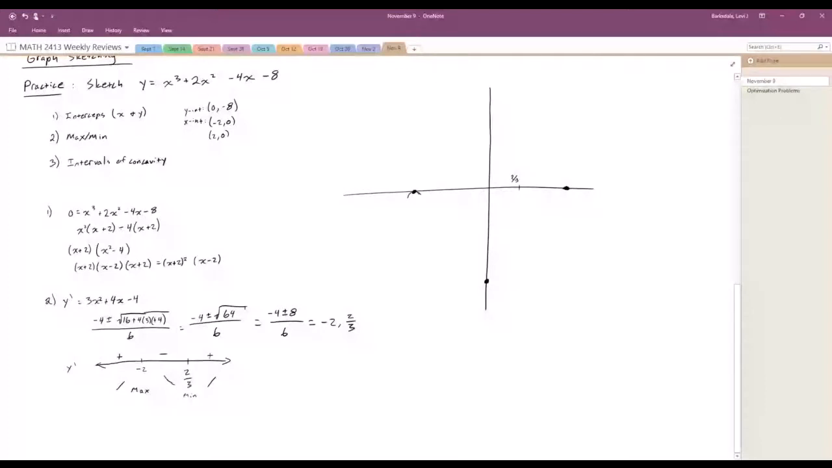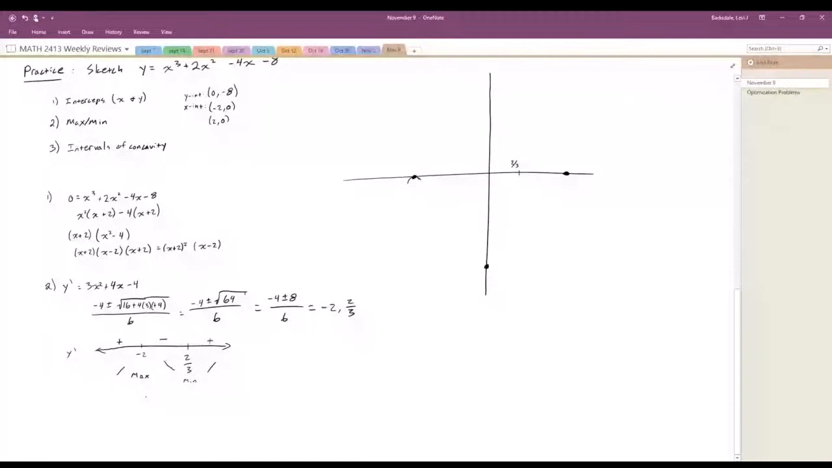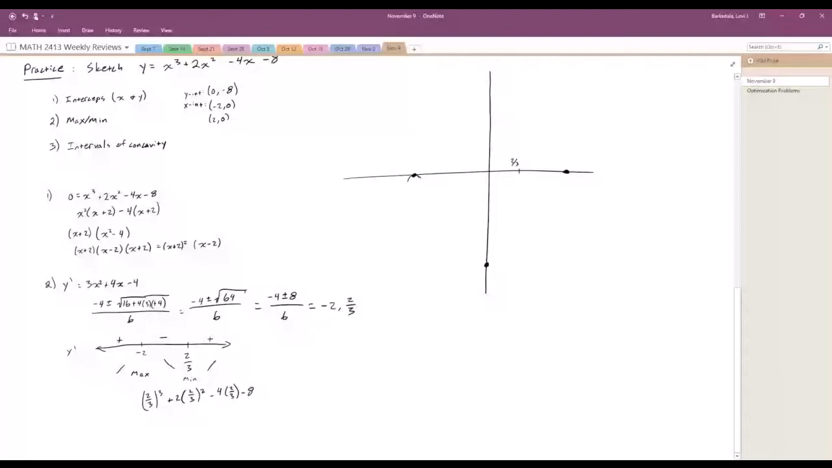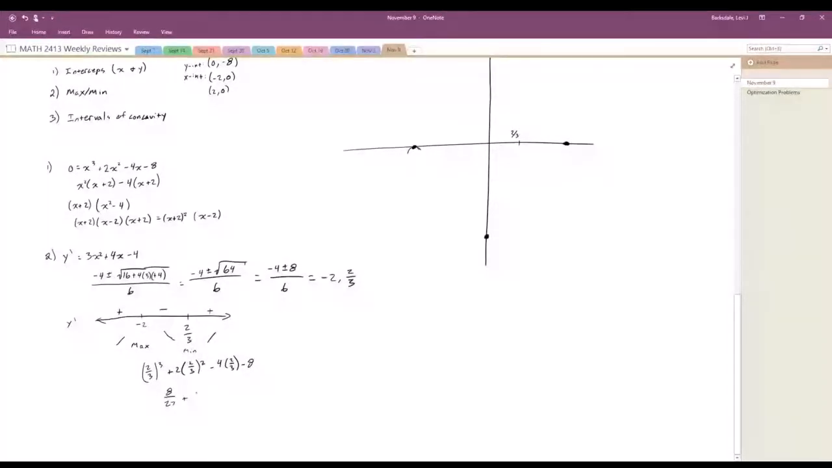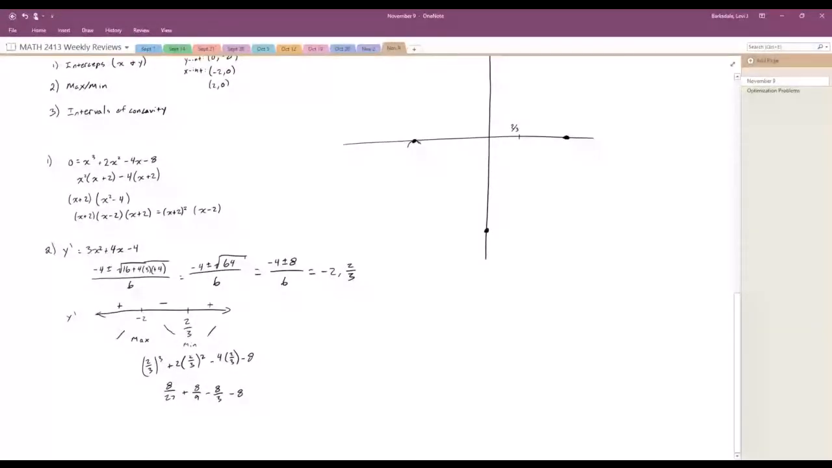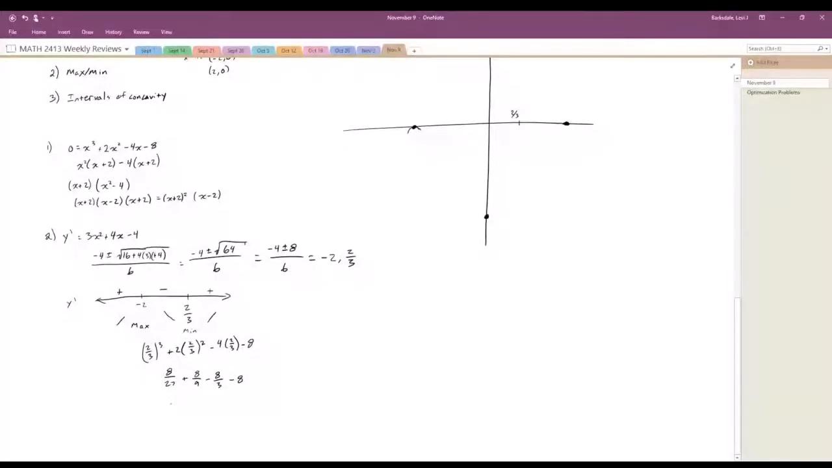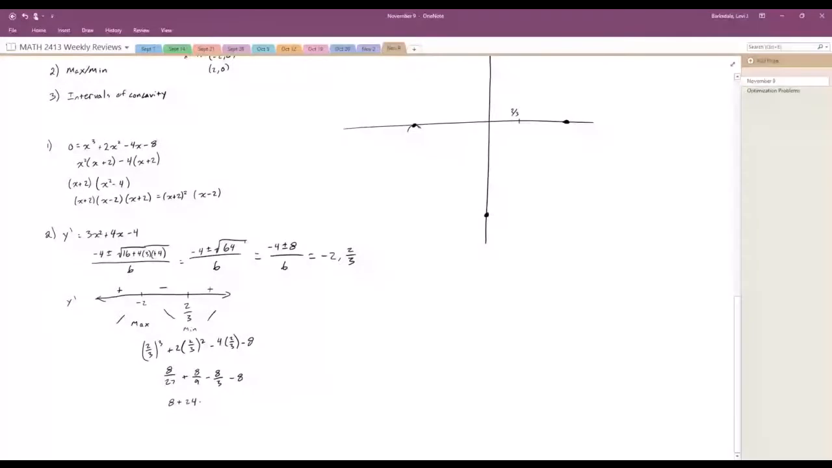In fact, I'm going to go ahead and find the exact value. The exact value at the point 2/3 would be 2/3 cubed plus 2 times 2/3 squared minus 4 times 2/3 minus 8. That's going to give me 8 over 27 plus 8 over 9 minus 8 over 3 minus 8. Or, and this is where things get a little less fun, here I get 8 plus 24 minus 8 times 9 is 72, all over 27 minus 8.